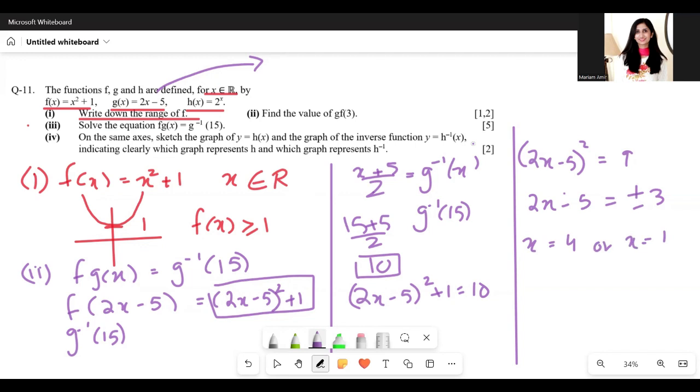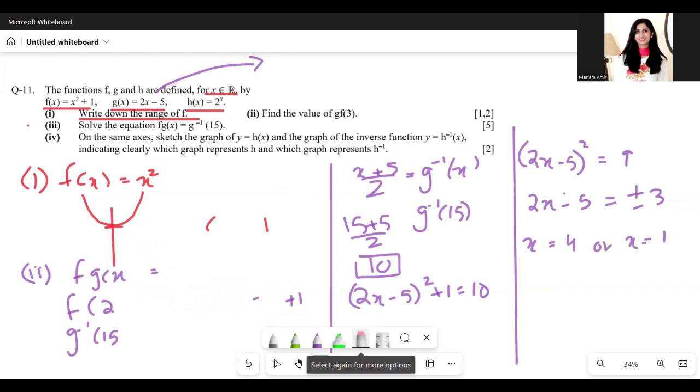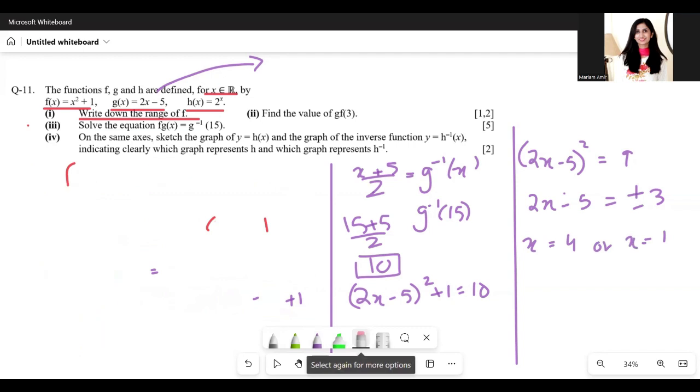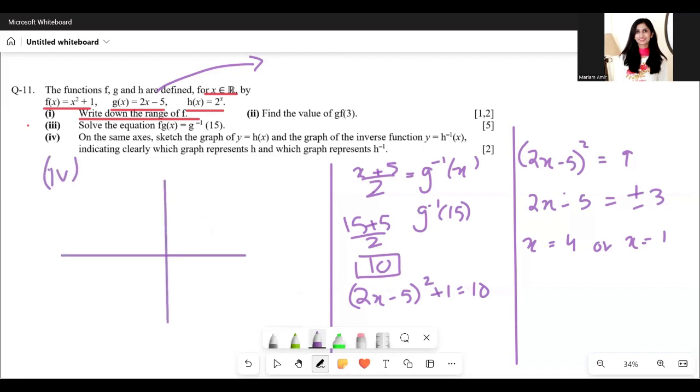Okay. Next part is part 4. On the same axis, sketch the graph of h(x) and the graph of h inverse of x, indicating clearly the graph representing h and h inverse of x. Okay. So we know that the graph of h(x) and h inverse of x is going to be a reflection of each other on the line y is equal to x. So the first thing I'm going to do is draw the line y is equal to x. It has to be a dotted line because that's not part of the original graph.